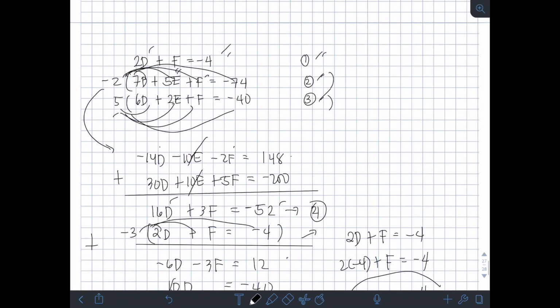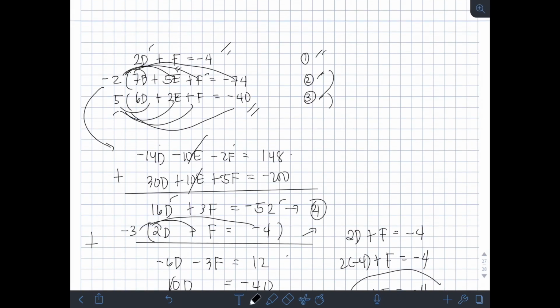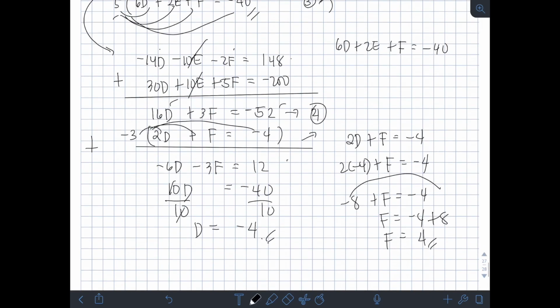Now, si E na lang. So, gamitin na lang natin, let's say, itong equation 3. So, 6D plus 2E plus F is equal to negative 40. Substitute natin yung D na negative 4, plus 2E plus yung F na nakuha natin na 4 equals negative 40. So, 6 times negative 4 is negative 24. Plus 2E plus 4 equals negative 40. Negative 24 plus 4 is negative 20 plus 2E is equal to negative 40.